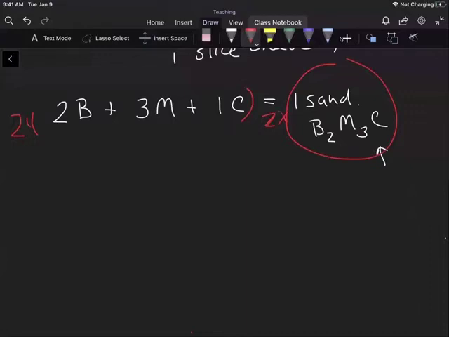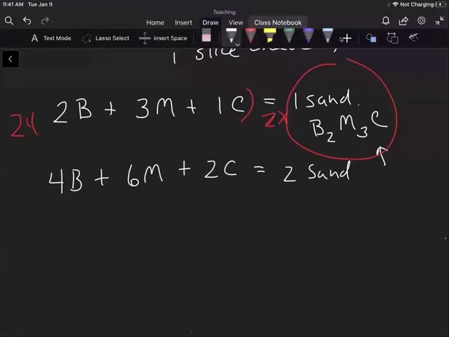Okay. So I can go through and I say, okay, in that case, I need 4 bread plus 6 slices of meat for the 2 sandwiches, plus 2 slices of cheese, and that's going to give me 2 of my sandwiches. Okay, so I just doubled my recipe, essentially. Twice the amount of everything in order to make twice as many sandwiches. Okay. All right, but I see that the ratio that I need doesn't change.